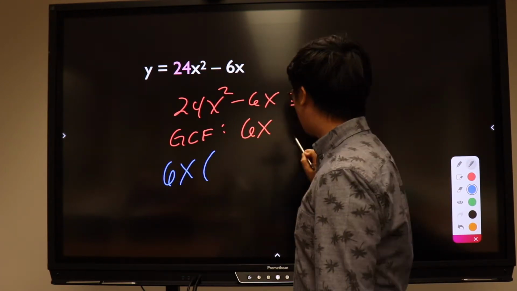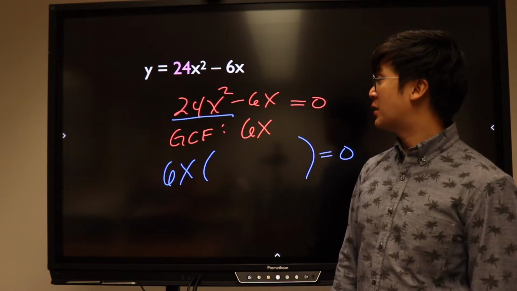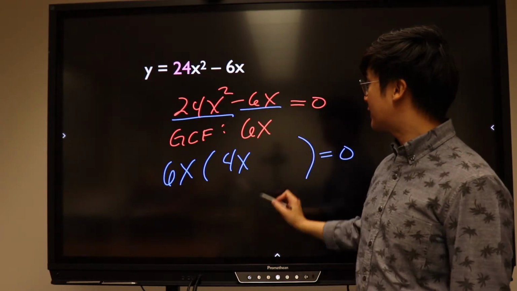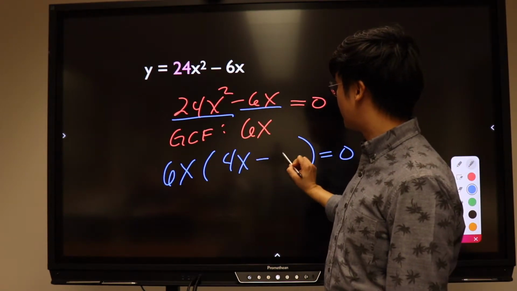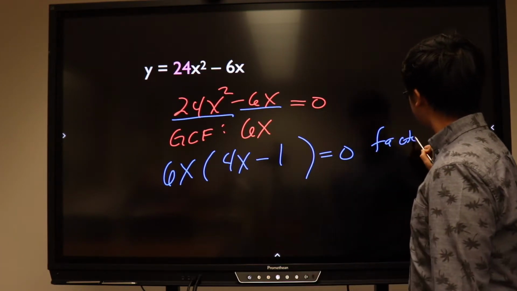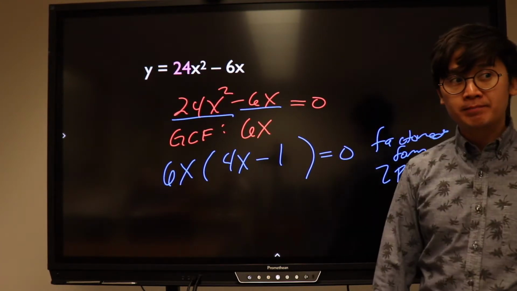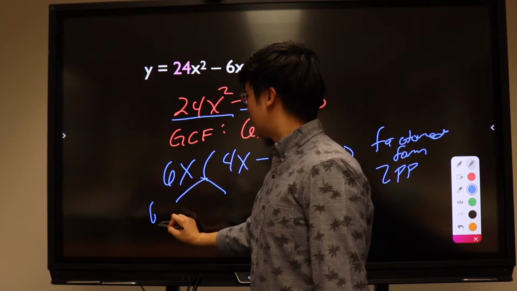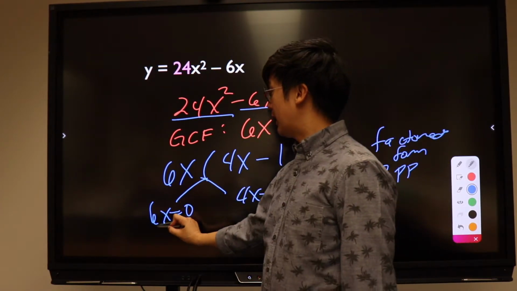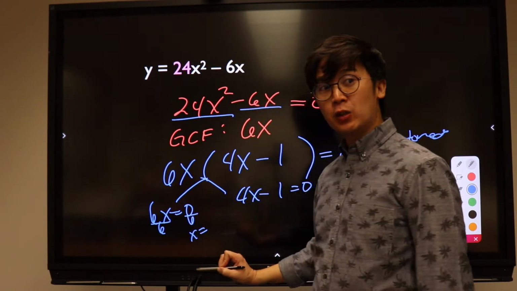So 6x is outside. 24x squared divided by 6x is 4x. And this divided by 6x is just 1. So it's just minus 1. And now we have the factored form. So we can use the ZPP. 6x is equal to 0. 4x minus 1 is equal to 0. Divide both sides by 6. And what is the first solution?